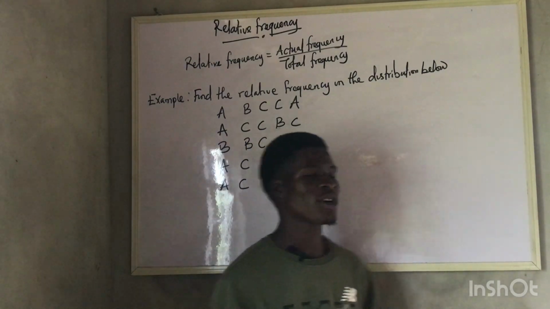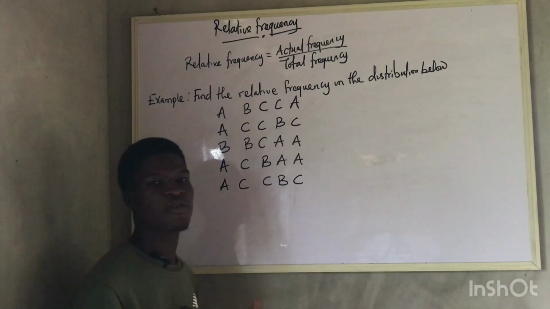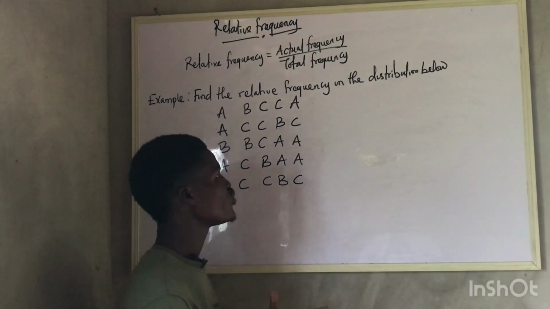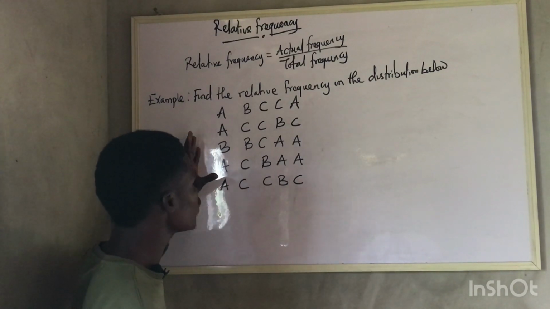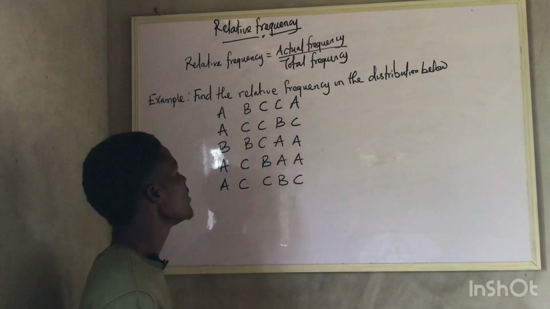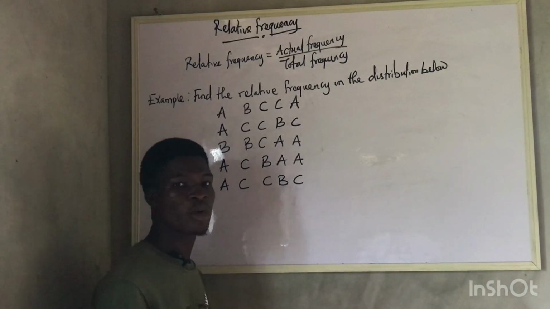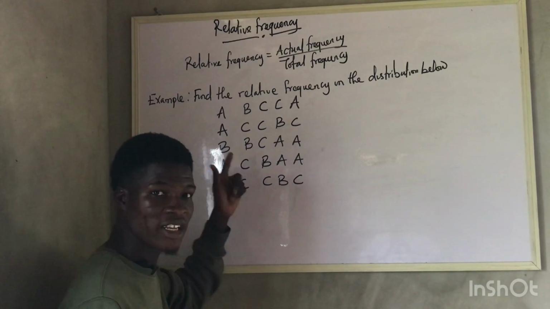In today's class, I want to talk about how to find relative frequency when you are given a frequency distribution. In this case, we have ungrouped data that I want to use to find frequency and relative frequency. And in my next video, I will be talking about how to use grouped data to find relative frequency.